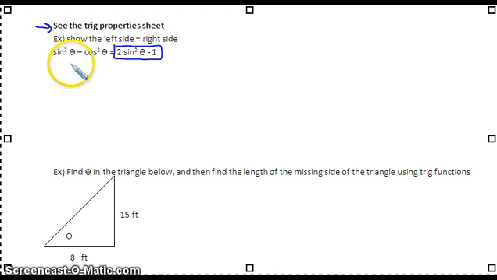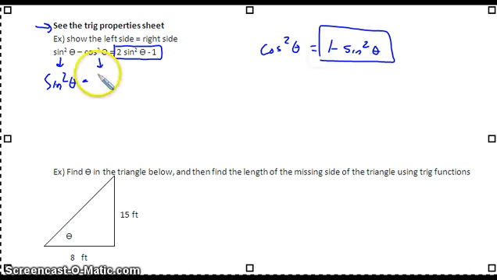One of the identities that I know from my formula sheet is that cosine squared is equal to 1 minus sine squared. That's a Pythagorean identity, so I'm going to choose to leave the sine squared alone, but to change this cosine squared to 1 minus sine squared. And notice I'm putting it in parentheses because I need to use the distributive property. If I don't put the parentheses there, I think I'm only subtracting the 1.